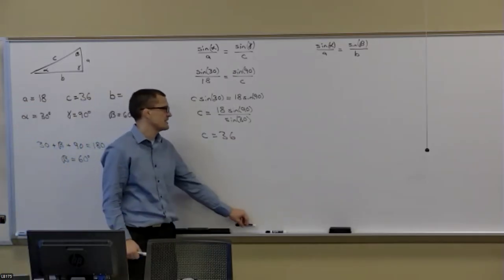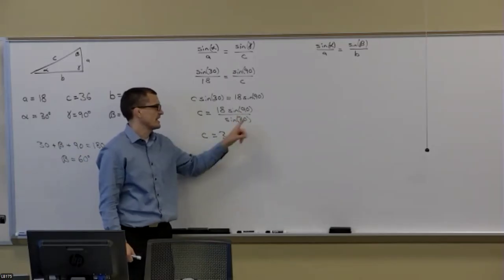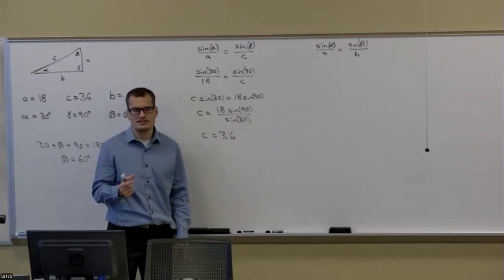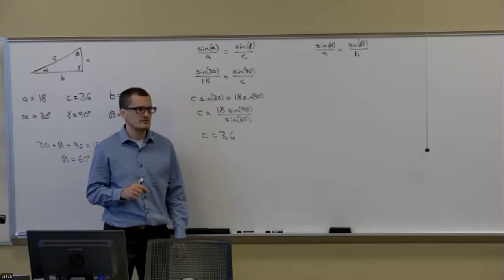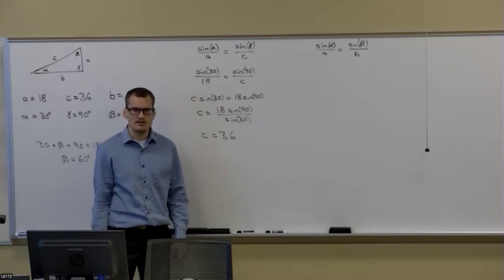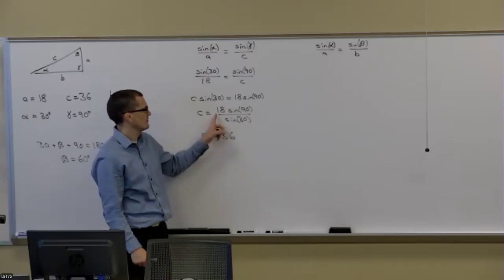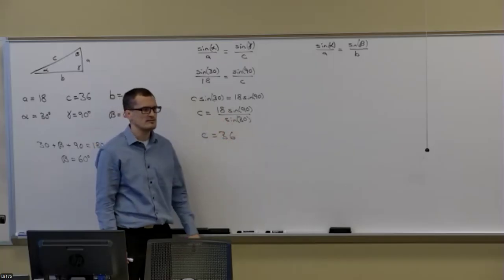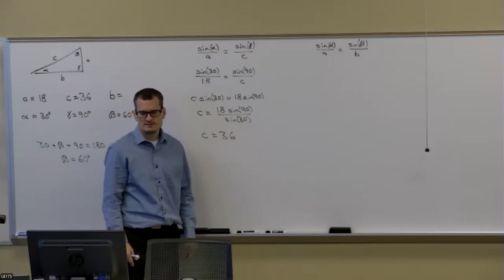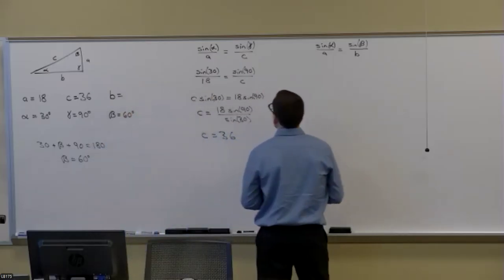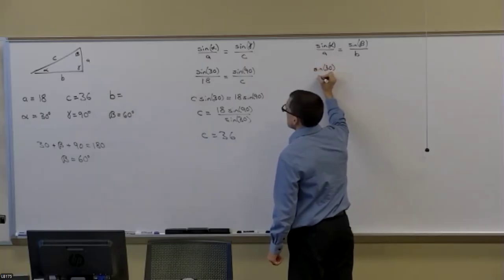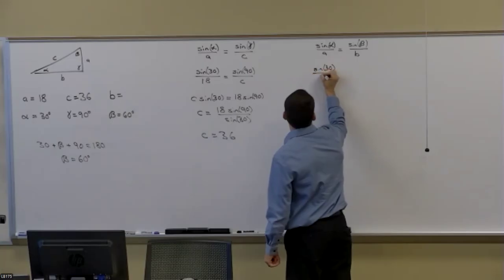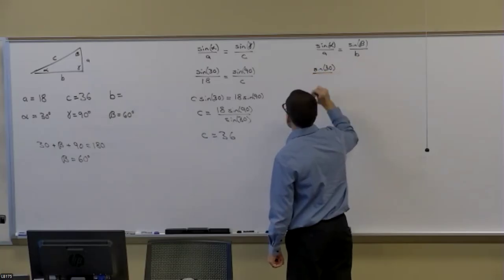By the way, that's because sine of 90 and sine of 30 are really nice values on the unit circle. Sine of 30 on the unit circle is 1/2. Sine of 90 is 1. So this is 18 times 1 over 1/2. So now we found C is 36. We'll go on to find B.